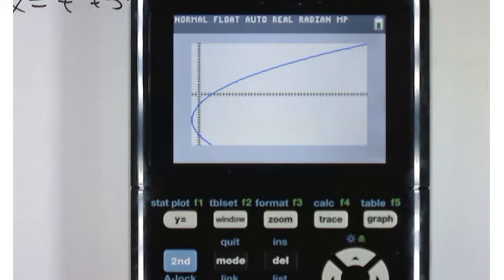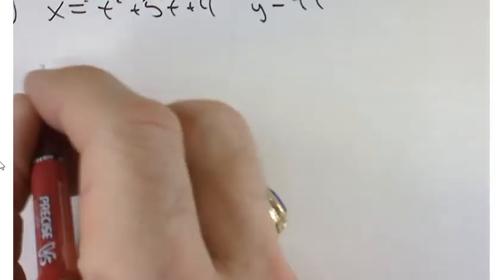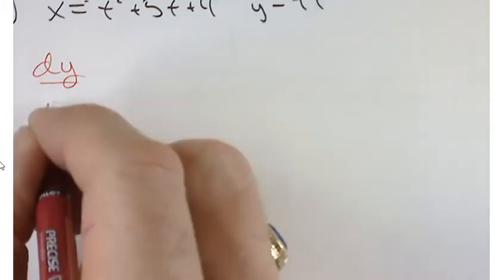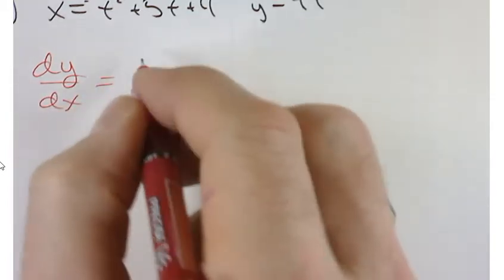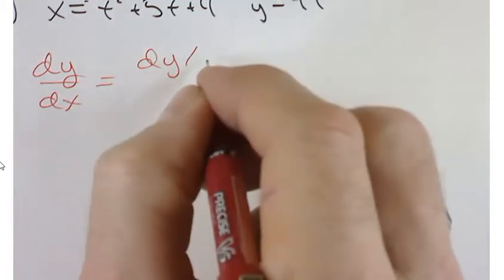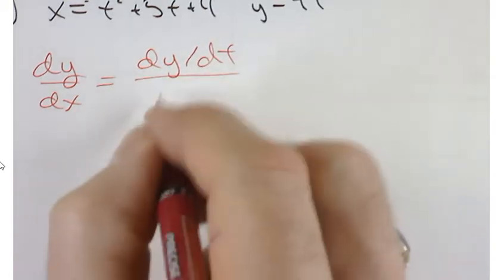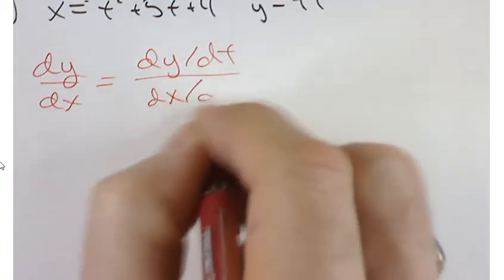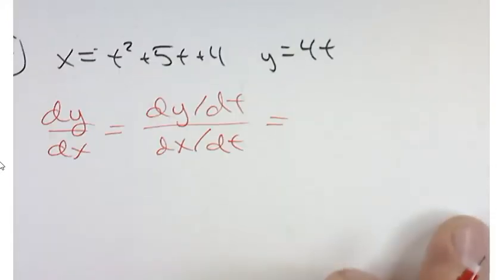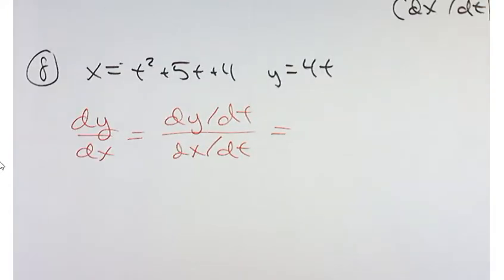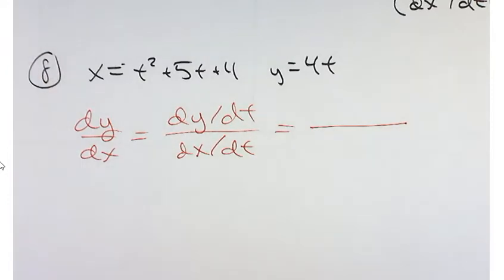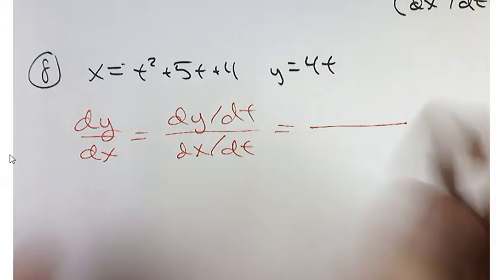Let's compute some derivatives. So if I want dy by dx, then I'm going to calculate that as dy by dt over dx by dt. Let's start with dy by dt. What does dy by dt equal?